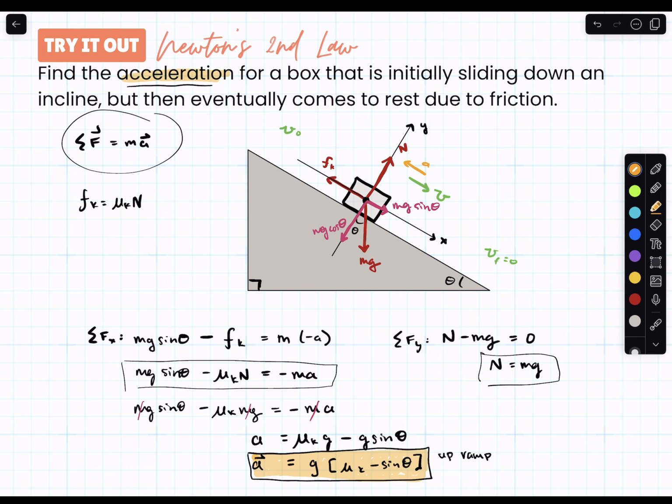All right. The other thing we want to check is, does this make sense? And it should be less than g. So we're hoping mu_k, we know mu_k is usually less than 1, sine is less than 1. Hopefully this doesn't give us a negative because we haven't been given any numbers, but it looks like both mu_k and sine are going to be smaller than 1, so it will be a fraction of g. Because remember, the fastest acceleration you can have is free fall if gravity is what's driving it. And so if we have something less than free fall, then we're going to have an acceleration that's less than g.